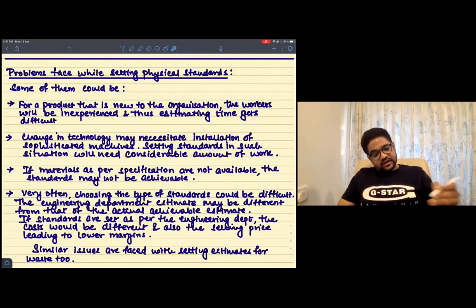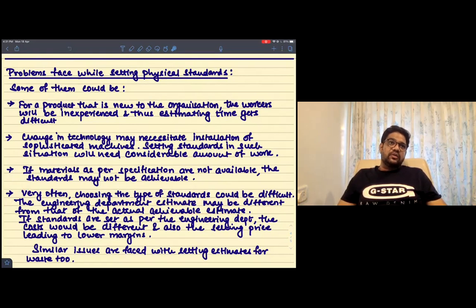Okay, and this point is important. Choosing the type of standards could be difficult. The engineering department estimate may be different from the actual achievable estimate. So the reality may be different from the theory. You may not be able to achieve that standard, and which is why you may be going a little wrong in your calculation. And if your calculations have gone wrong, you may end up with lower profits. Okay, so that is again a fair possibility that may appear.